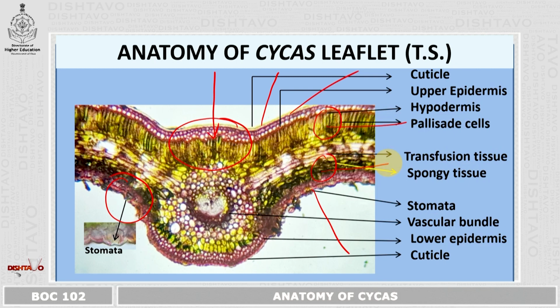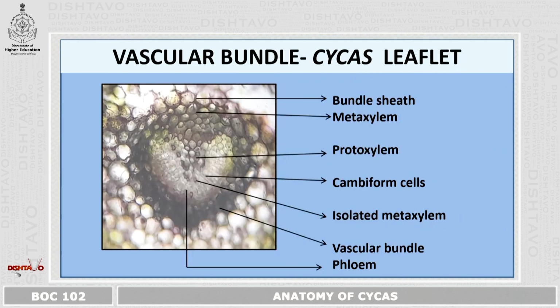In between the palisade and spongy tissues are present laterally elongated cells known as transfusion tissues, which help in lateral conduction. The center is occupied by vascular bundle. It is restricted to the midrib region. Here is the enlarged view of single vascular bundle of cycas leaflet. It shows diploxylic xylem, having metaxylem, protoxylem, and isolated metaxylem. It is surrounded by bundle sheath cells.